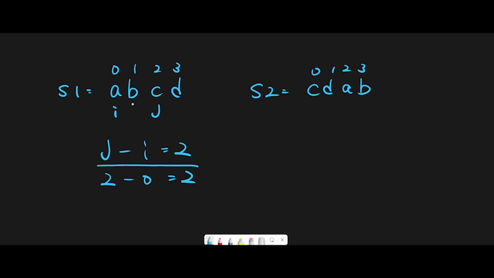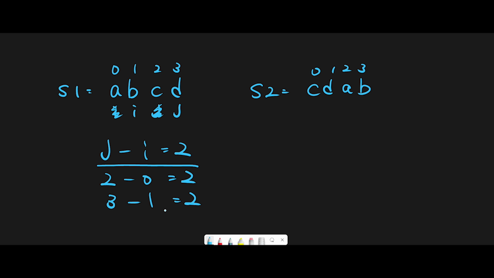And how about another example? If we pick index 1 as i, in that case, we can swap the character at only index 3. So this should be j, because 3 minus 1 equals 2. Also, we can apply this operation to both S1 and S2 independently. So the question is, can we make S1 and S2 equal?